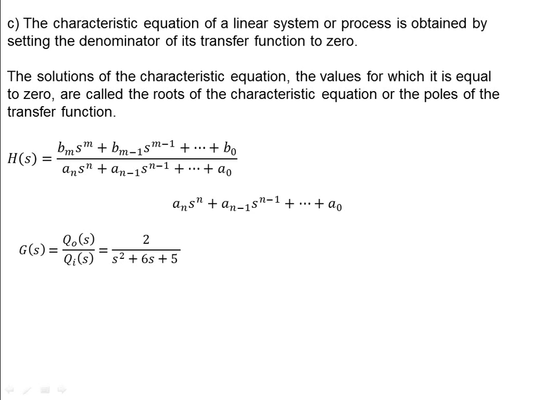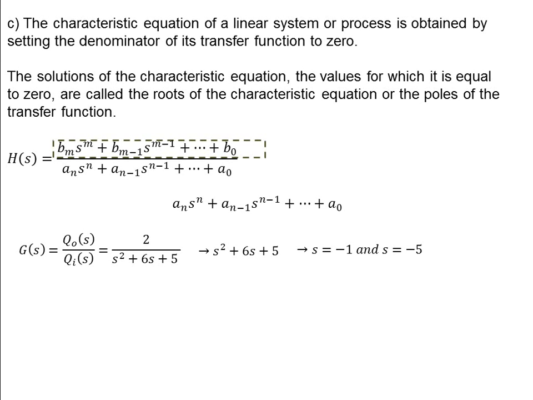For our case, I have the transfer function 2 over s squared plus 6s plus 5. So the characteristic equation is s squared plus 6s plus 5. We already found the roots of this one, which are minus 1 and minus 5. So the poles are minus 1 and minus 5, and the system is again stable because we have two simple roots in the left of the imaginary axis.